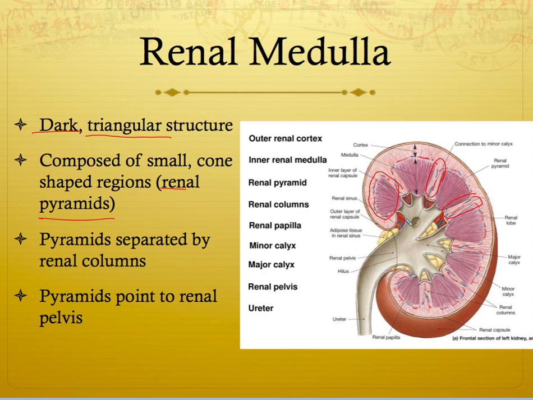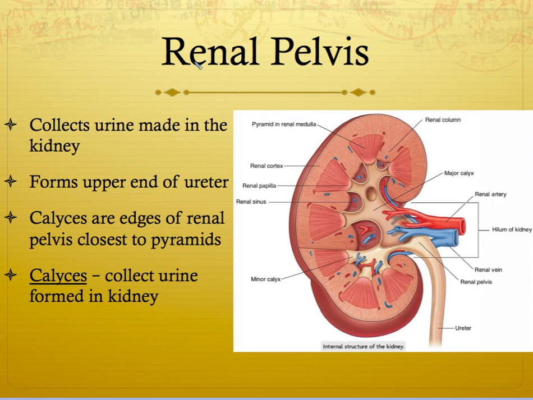And the pyramids point towards this middle portion, which is called your renal pelvis. So this here is called your renal pelvis, and that is where your urine is eventually collected. Okay, so again, urine is collected in the pelvis. It forms the upper end of your ureter. So down here you see this is your ureter, which comes right up into your renal pelvis. So the upper end of the ureter is there.